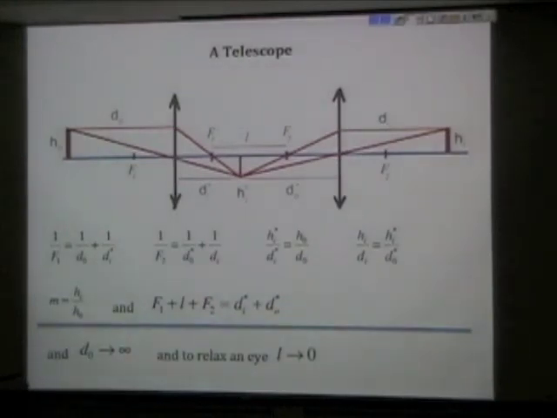Another special case: a telescope or a spyglass. Again, in addition to all the equations we've already written, we have to say that the object is very, very far away, at infinity. We just move it away.